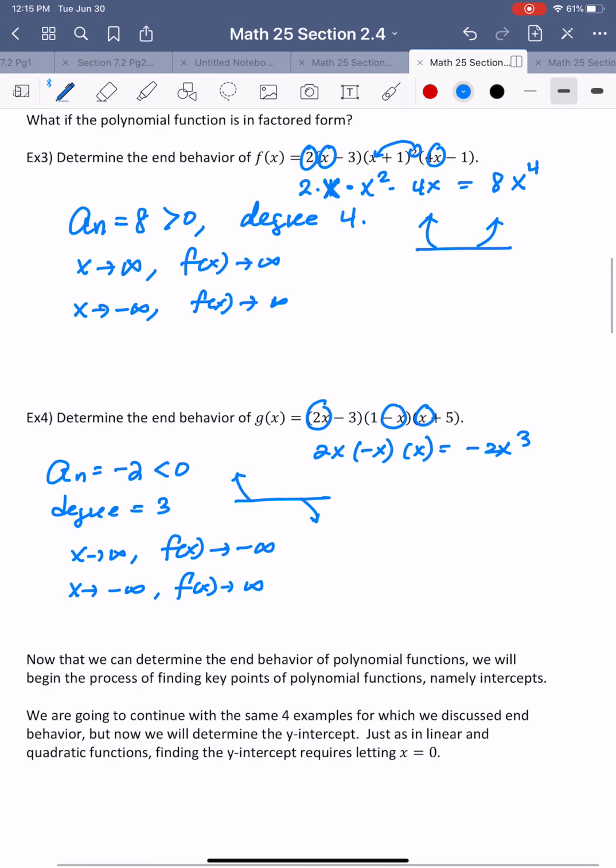So now that we can determine the end behavior of the polynomial function, we will begin the process of finding key points of the polynomial function, namely intercepts. We are going to continue with the same 4 examples for which we discussed end behavior, but now we will determine the y-intercept. Just as in linear and quadratic functions, to find the y-intercept, let x equal 0.